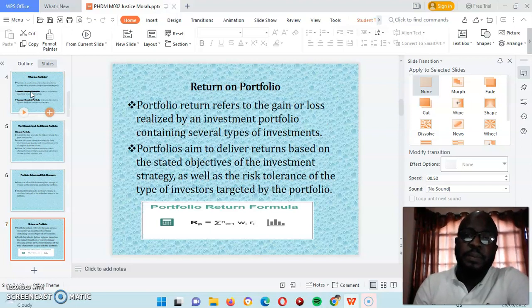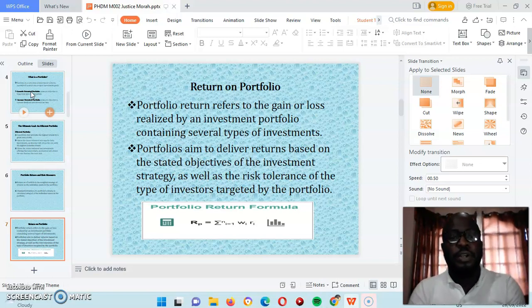What do we mean by return on portfolio? Portfolio return refers to the gain or loss realized by an investment portfolio containing several types of investments. Portfolios aim to deliver return based on the stated objectives of the investment strategy as well as the risk tolerance of the type of investors targeted by the portfolio.